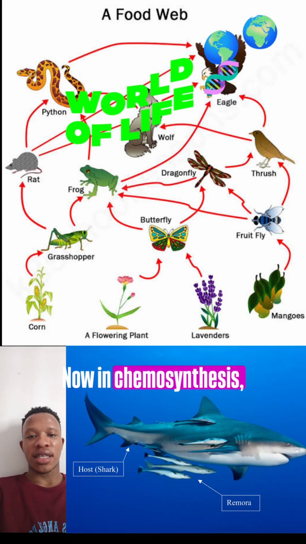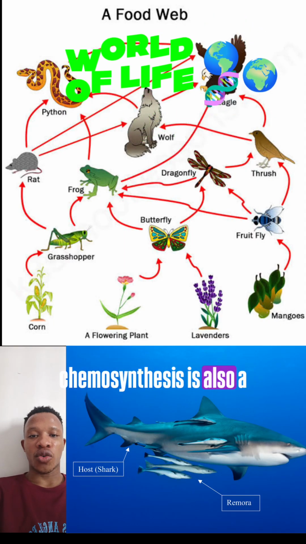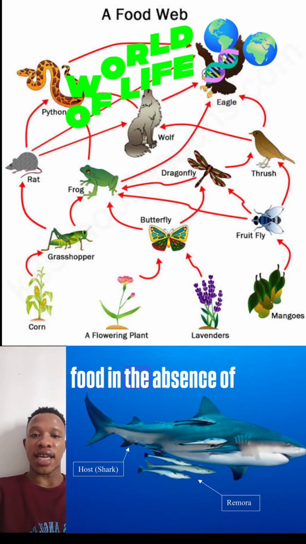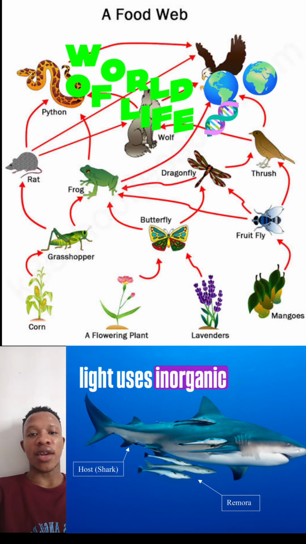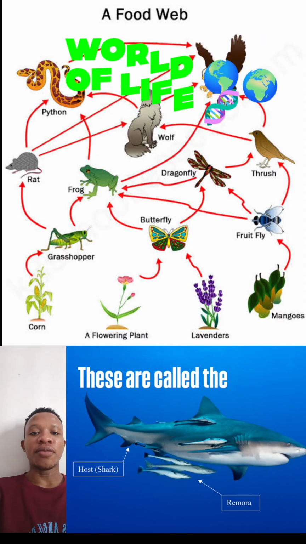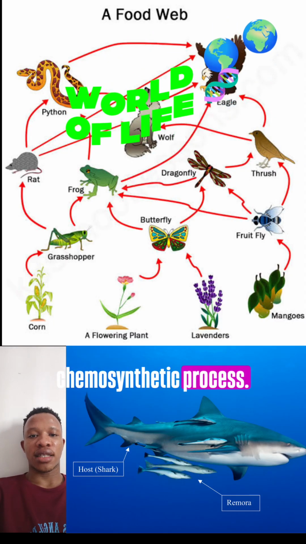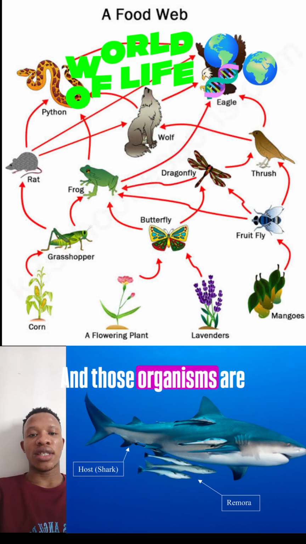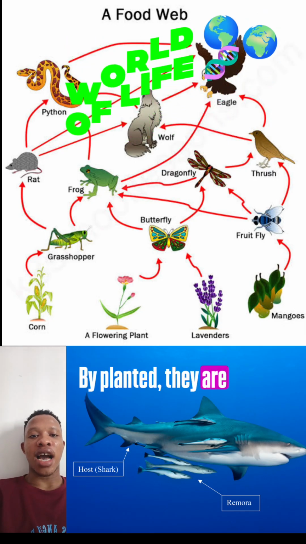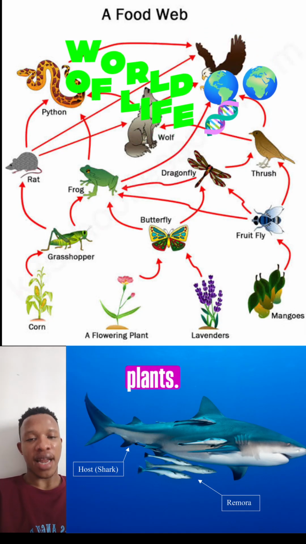Now, chemosynthesis is a process by which an organism makes its own food in the absence of light, using inorganic materials. Okay, these are called the chemosynthetic process. And those organisms are actually plantae, by plantae, they are existing under plants.